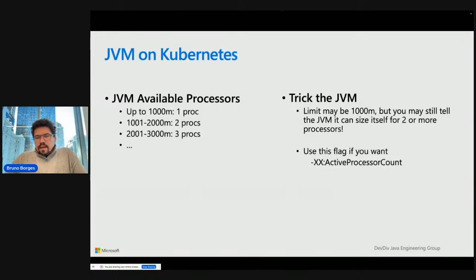The only thing this does is adjust the JVM, and any library that reads the active processor count will adjust thread pools. Thread pools will be based mainly on the number of processors seen by the JVM, however the JVM counts them. What you can do is trick the JVM. You can set a 2,000 millicore CPU limit and tell the JVM that the active processor count is actually 4. Where this can be beneficial really depends, but it is something to be considered.